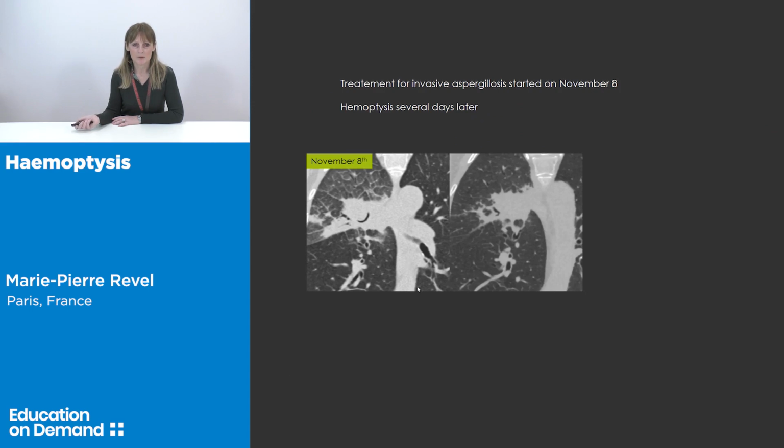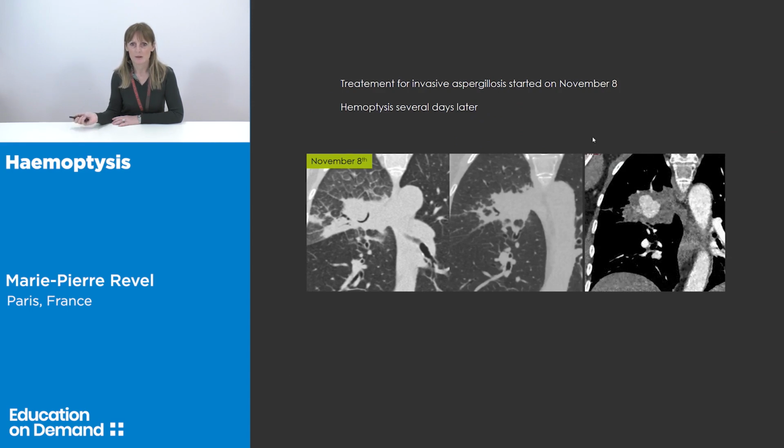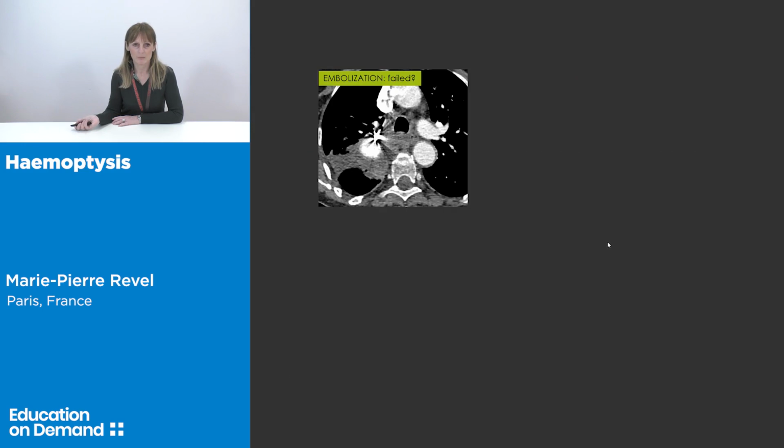But haemoptysis occurred several days later. So contrast-enhanced CT was performed, revealing this huge false aneurysm, which was treated by embolization.